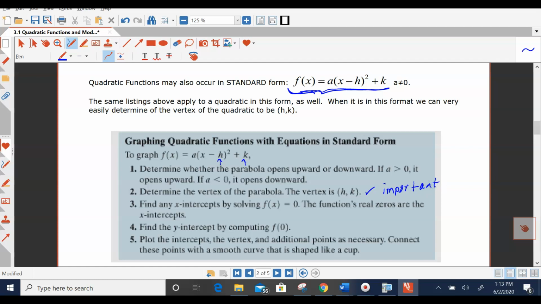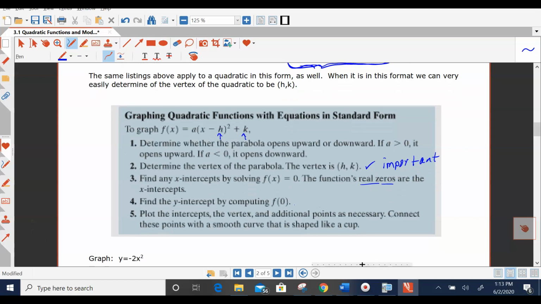Now to find x and y intercepts, let's just concentrate on x-intercepts first. To find the x-intercepts, I set my equation equal to 0. And remember, another name for an x-intercept would be the zeros of my polynomial function. So I just set my equation equal to 0 to find my x-intercepts. To find my y-intercept, I plug a 0 everywhere I have an x. Then I'm going to plot the intercepts and my vertex and maybe some other points to get the shape of my parabola.